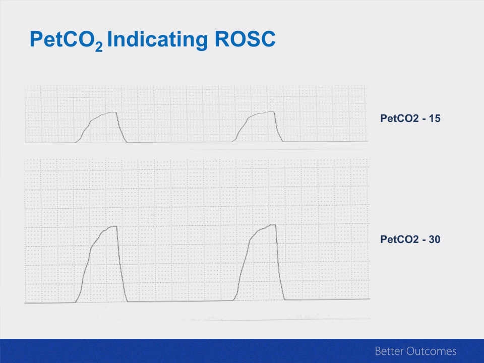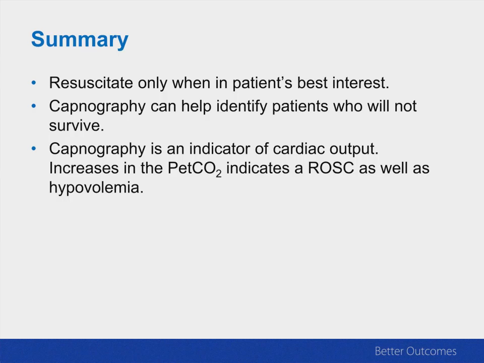We weren't checking pulses or anything. We saw the end tidal jump to 30. There's only one reason for that, and that's because he had a return of circulation. And so the idea of stopping codes to check for pulses is something hopefully you don't do anymore, because it's not necessary. Just watch the capnogram.